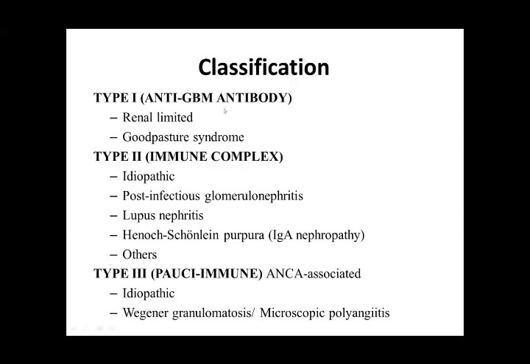So type 1 rapidly progressive glomerulonephritis is a kidney limited disease, and the foremost disease in this case is Goodpasture syndrome, right? Then type 2 is idiopathic, post-infectious glomerulonephritis, lupus nephritis, Henoch-Schönlein purpura, IgA nephropathy, and others. And then in type 3 it is either idiopathic, we don't know, or it is vasculitis, but they are all ANCA associated, right?